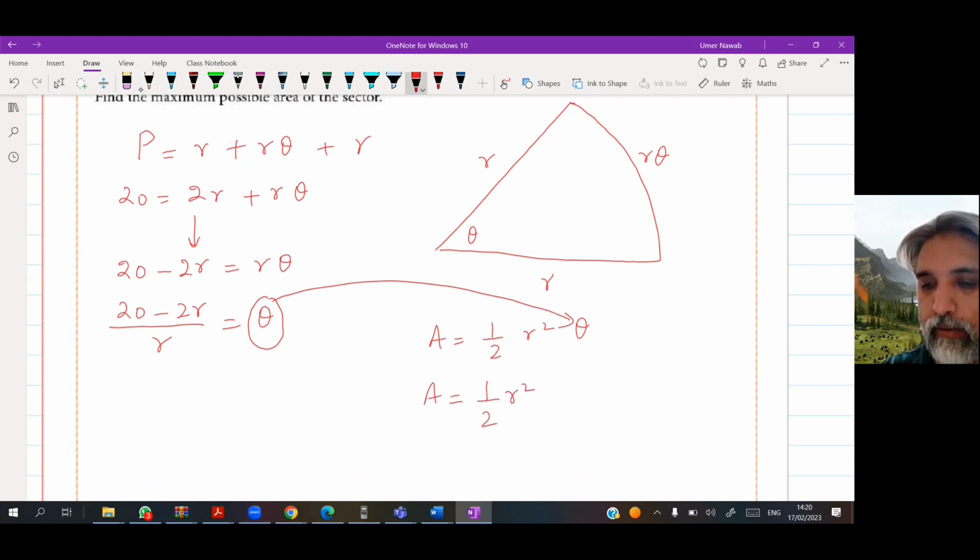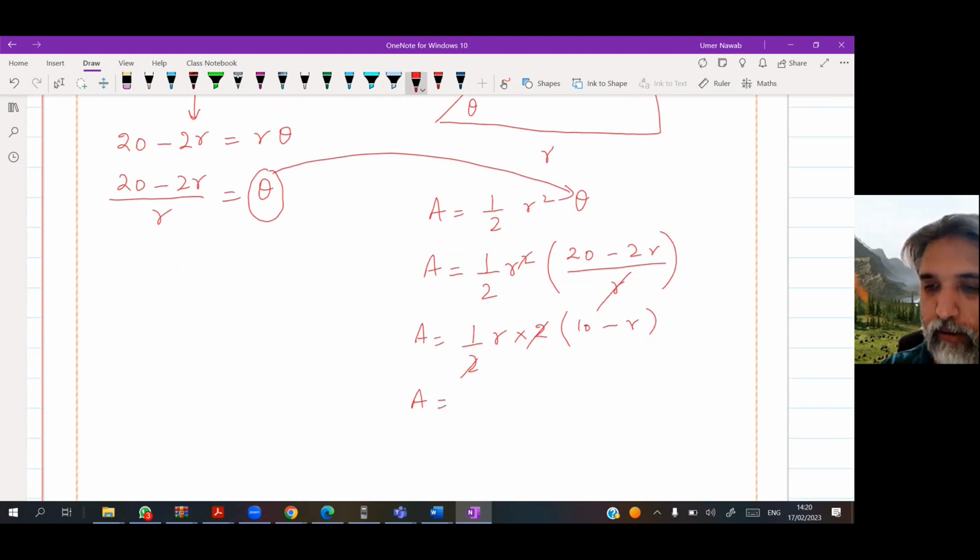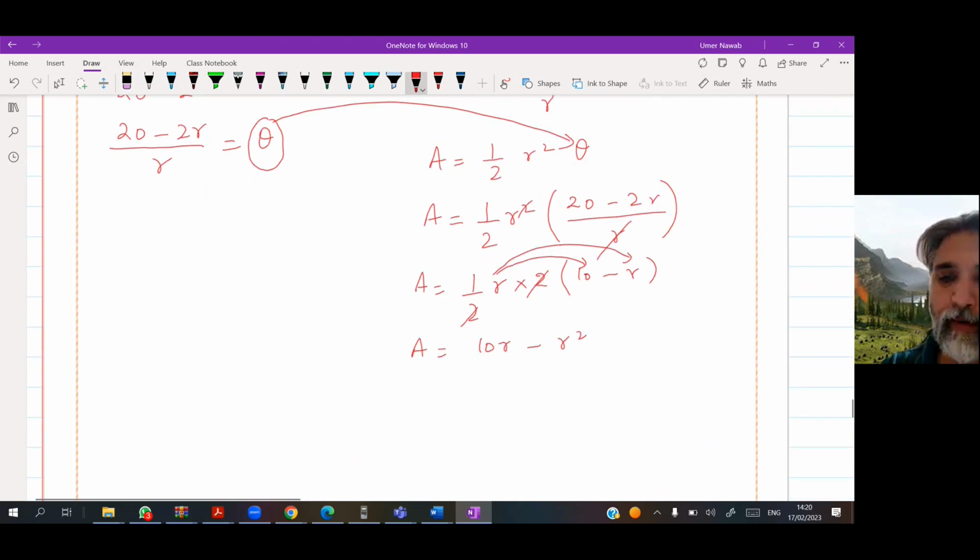Now this theta, I'm going to plug it here to get the area in terms of r. So half r squared and 20 minus 2r divided by r. Now this r is going to cancel with this one, and I'm getting A is equal to half r, and also from the top I took 2 common, so 10 minus r inside, 2 cancelled. Can I open the brackets? It gives me 10r minus r squared because they will be multiplied.